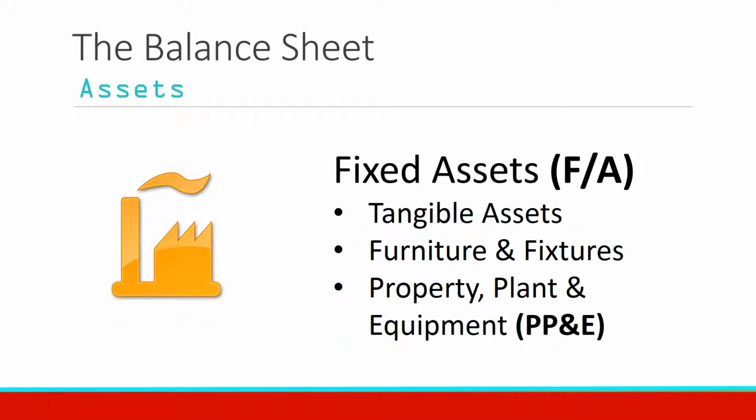Fixed assets have many different names. F/A is one short way of depicting fixed assets. They're also called tangible assets, furniture and fixtures, or property, plant, and equipment. Property, plant, and equipment goes by a very common shortcut, PP&E.